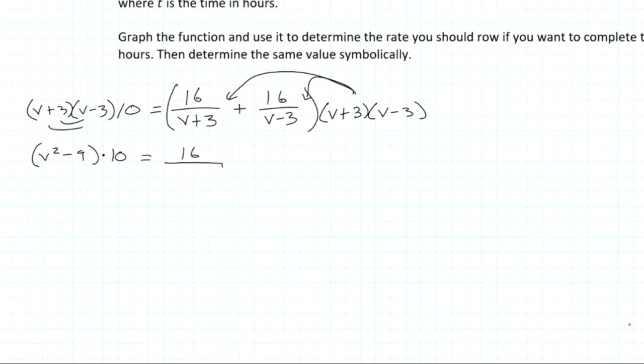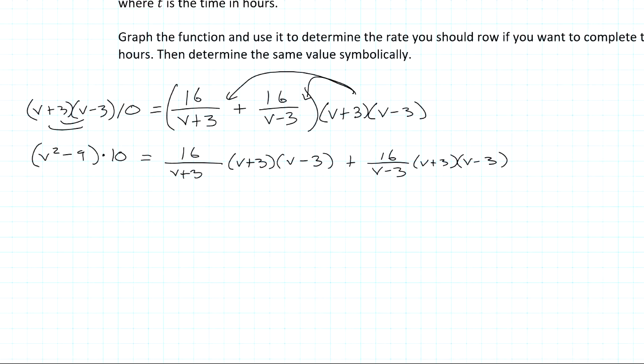So I'm going to draw this all out, to make sure we're not misunderstanding what I mean by that. Both the v plus 3 and v minus 3 are being multiplied by the first one, and then they distribute over the addition to the second fraction. 16 over v minus 3 is also being multiplied by v plus 3, v minus 3.